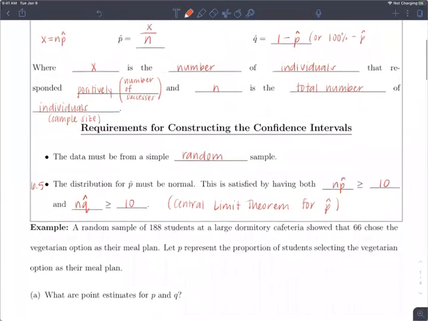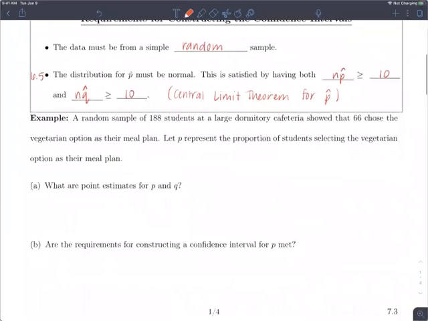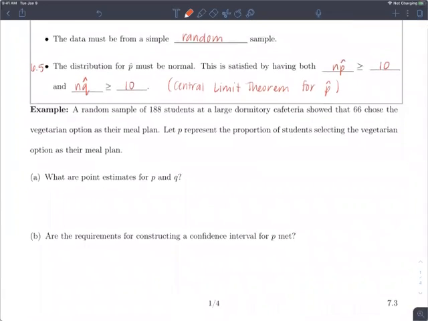So if we look at this example, a random sample of 188 students at a large cafeteria showed that 66 chose the vegetarian option. So P is going to represent the proportion of students who select the vegetarian option. And it wants us to find the point estimates for P and Q. So in other words, we have to find P hat and we have to find Q hat. So what is P hat going to be? What variable does this 188 represent?